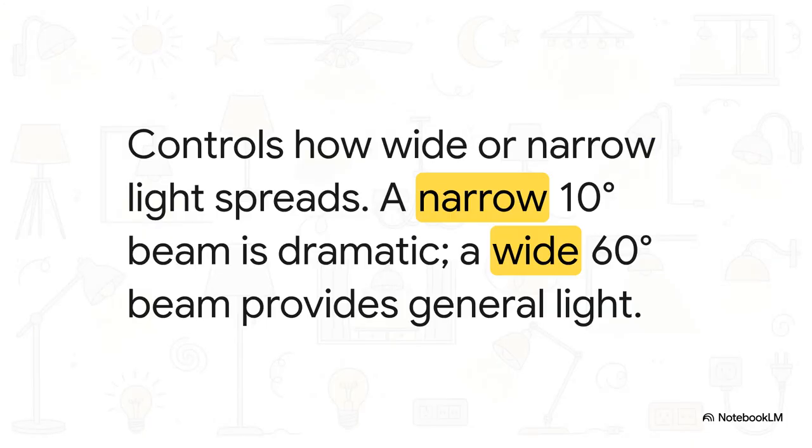Next up is beam angle. This one is so important and so often overlooked. You could have two light bulbs that are exactly the same in terms of power, but if one has a super narrow 10-degree beam and the other has a wide 60-degree beam, the effect will be completely different. That narrow beam is like a spotlight, very dramatic, perfect for accent lighting. The wide beam floods an area with light, which is great for your general ambient layer.